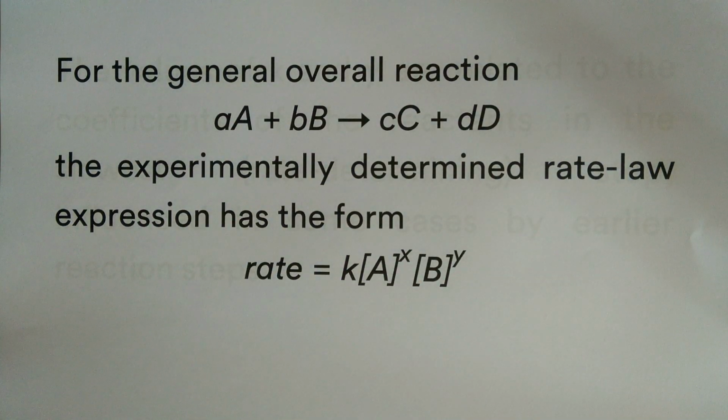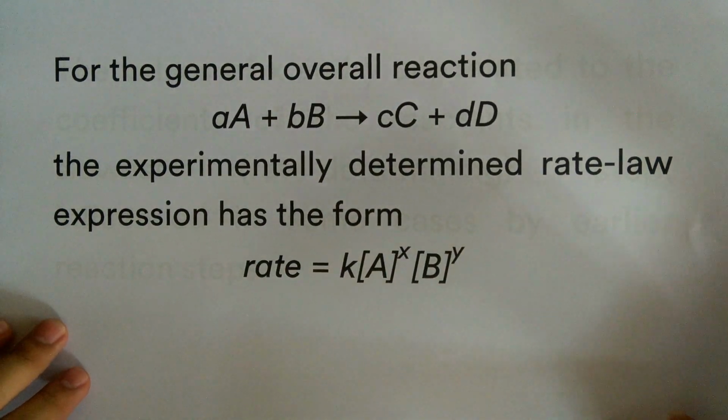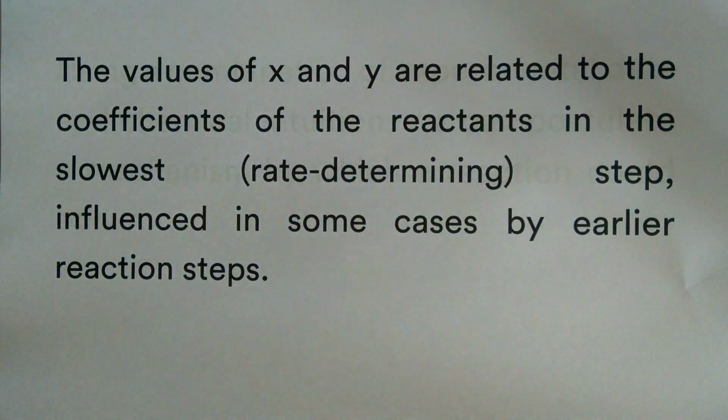For the general overall reaction, aA plus bB forward cC plus dD, the experimentally determined rate law expression has the form: rate equals a constant times the concentration of A raised to x times the concentration of B raised to y. Values of x and y are related to the coefficients of the reactants in the slowest rate determining step, influenced in some cases by earlier reaction steps.